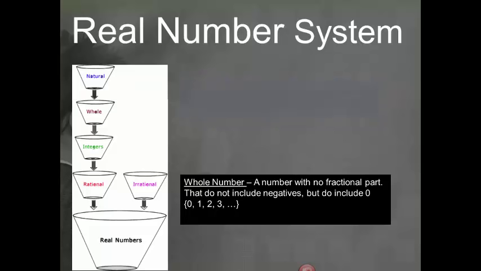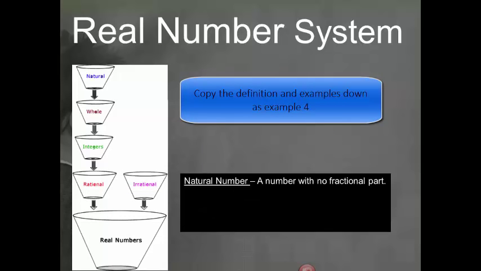And then the last one we have are natural numbers. Natural numbers are numbers with no fractions, no negatives, and no 0. They also call this counting numbers.